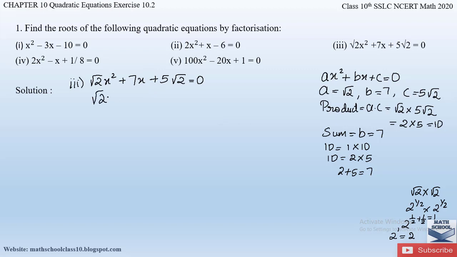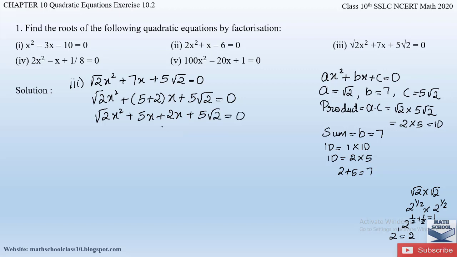So that is root 2 x square plus, instead of 7 we will write 5 plus 2, x plus 5 root 2 is equal to 0. Now let us open the brackets: plus 5x, again plus 2 into x is 2x, plus 5 root 2 is equal to 0. Now we have to take common between these two terms and these two terms. So what is common between them? The number is not common, only the x term is common. So we will take x as common.